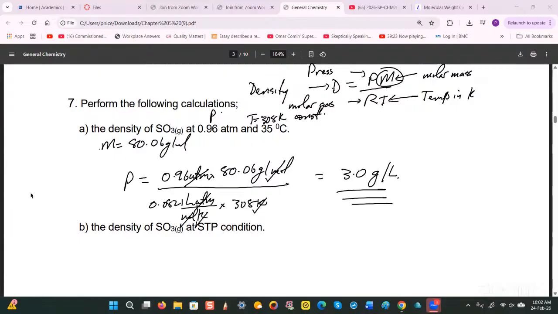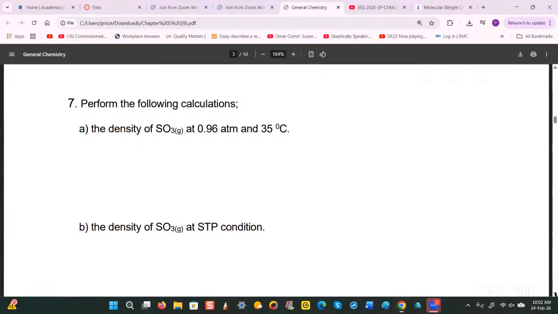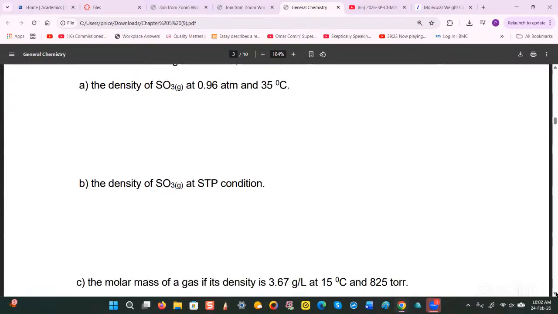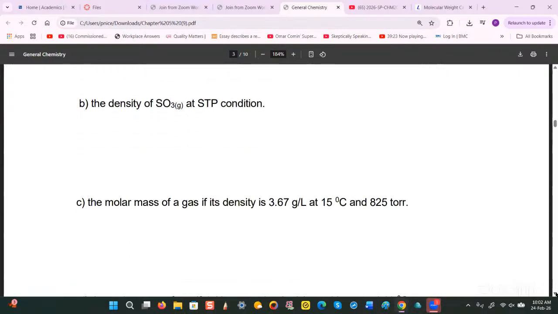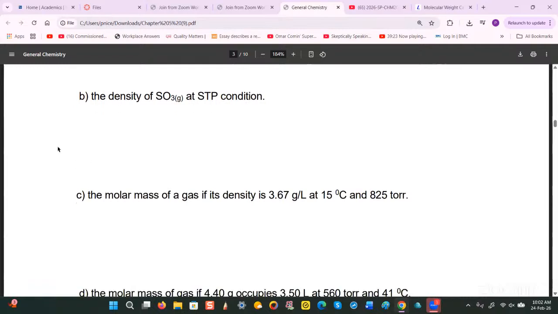Here it's asking for the same thing, for the same gas, but under different conditions, under STP conditions. Now, there are two ways of doing this. There's a longer way and there's a much shorter way. Let me show you the shorter way. The key to answer this question the shorter way is what is stated here, under STP conditions. We all know what STP stands for: standard temperature and pressure, where the temperature is equal to 273 Kelvin and the pressure is equal to 1.00 atmospheres.